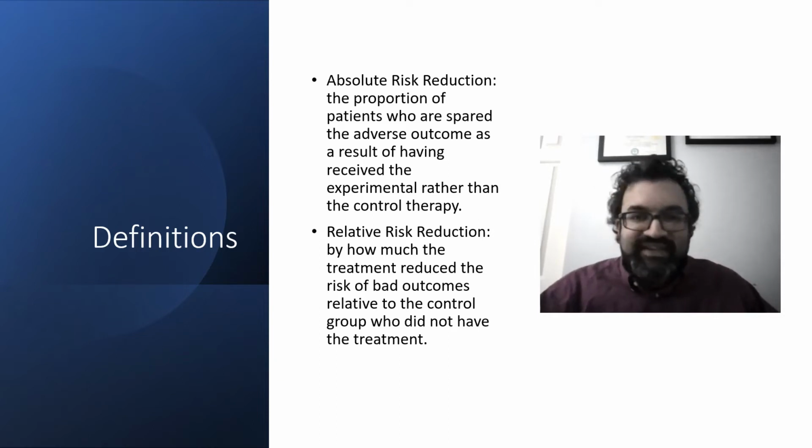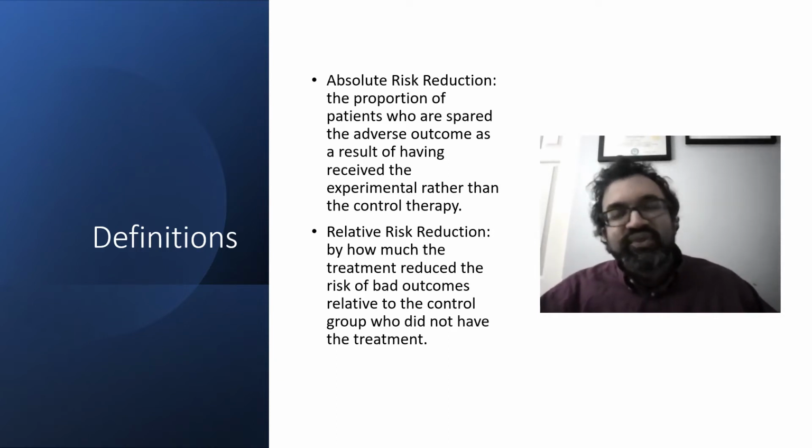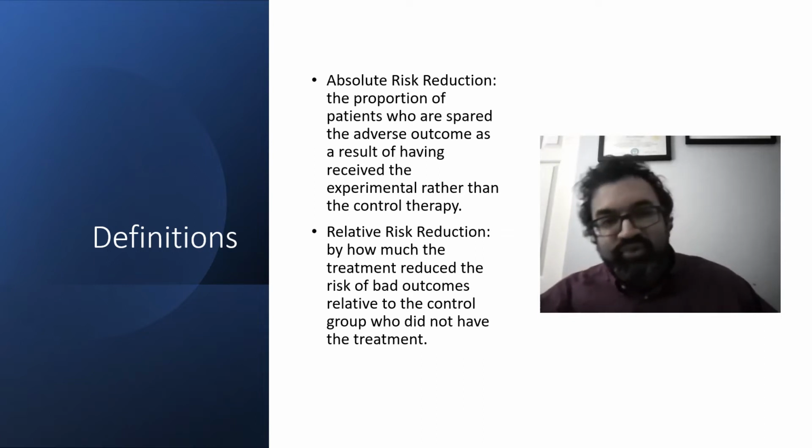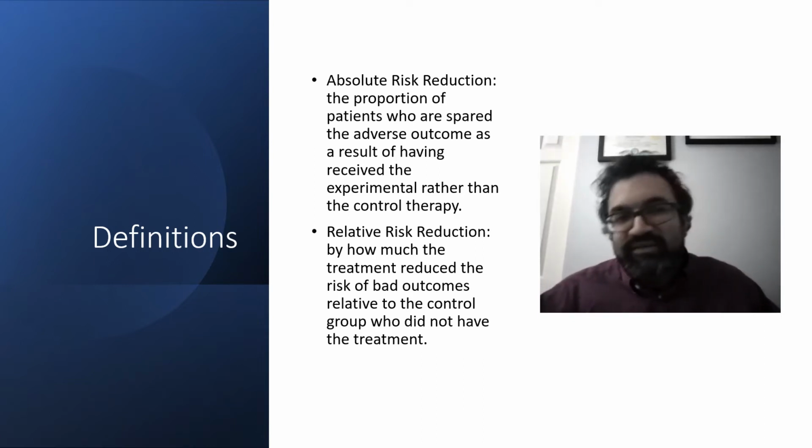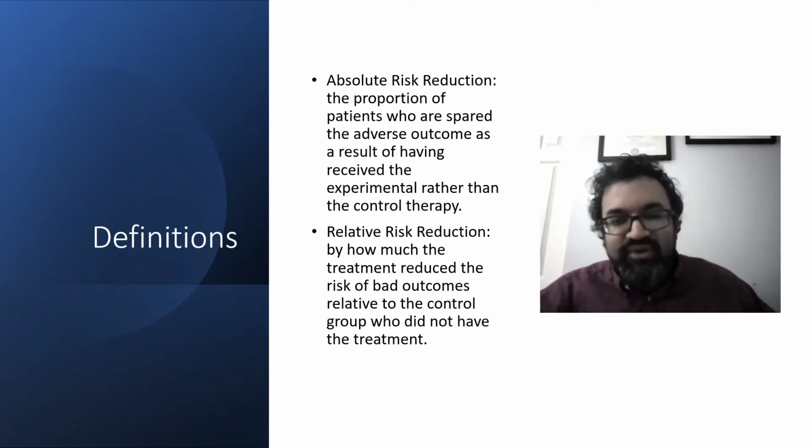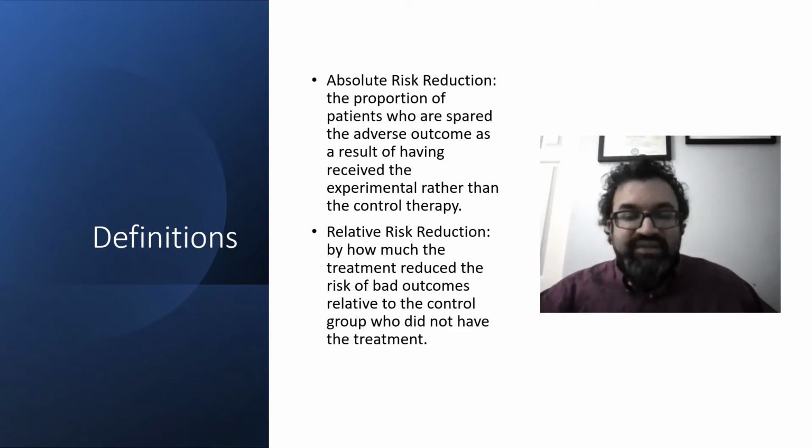Let's start off with some basic definitions and build our way up. Just thinking about what absolute risk reduction means. Basically, it's the proportion of patients, or individuals within the community if you're building a public health focused intervention, who are spared the adverse outcome as a result of having received the experimental rather than control therapy. It could be some sort of behavior change, maybe a smoking cessation intervention. So that's, of course, risk reduction.